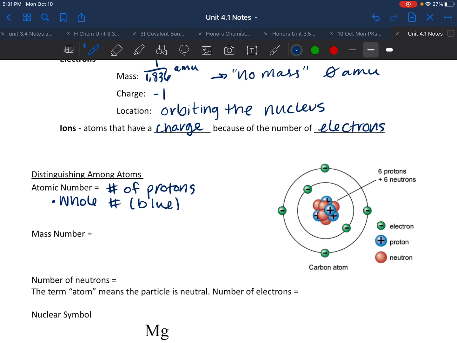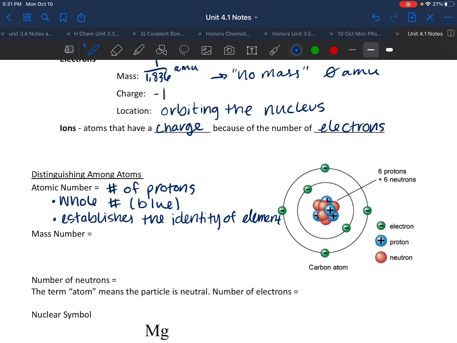The reason why this is so important is because the number of protons, this is what establishes the identity of the element.